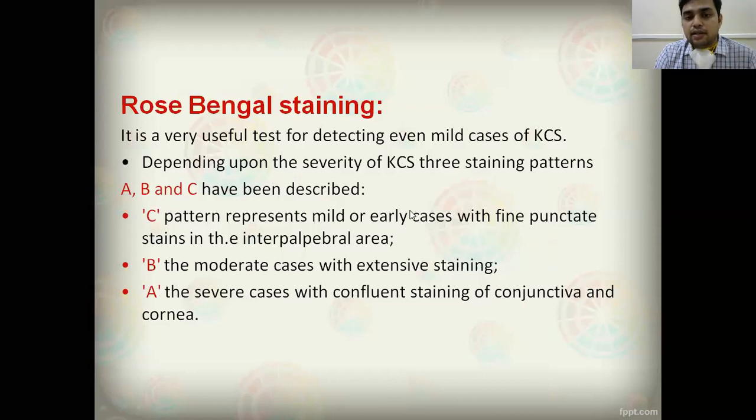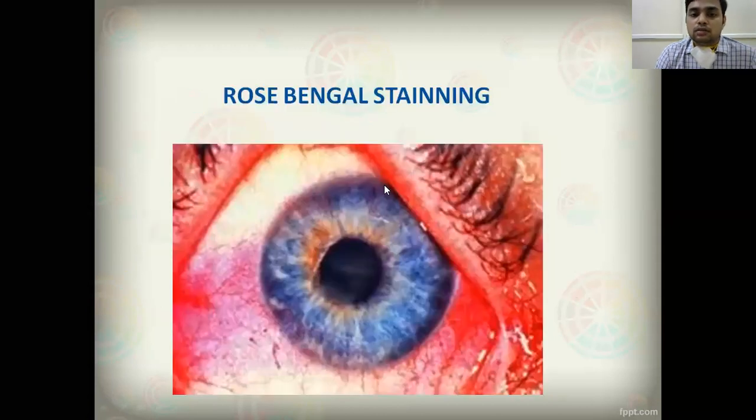The C pattern is seen in mild to early cases with fine punctate staining. In the B pattern, the moderate cases, extensive staining is seen. In the A type of pattern, severe cases with confluent staining of both the conjunctiva and cornea is seen. So this is about Rose Bengal staining.